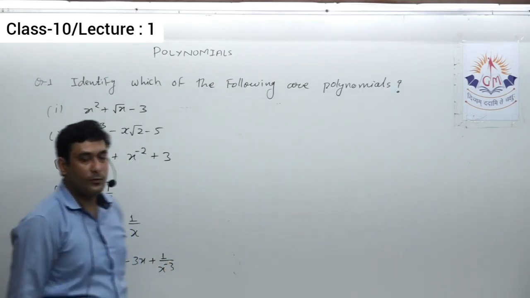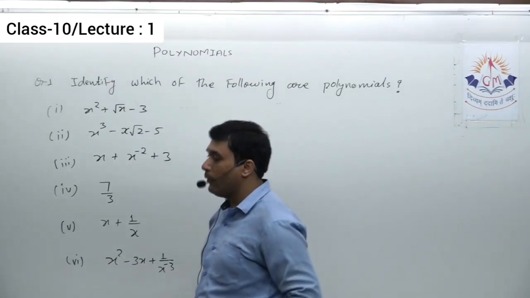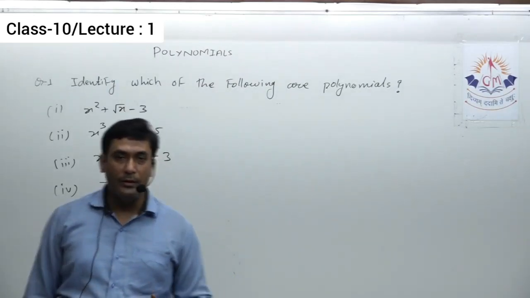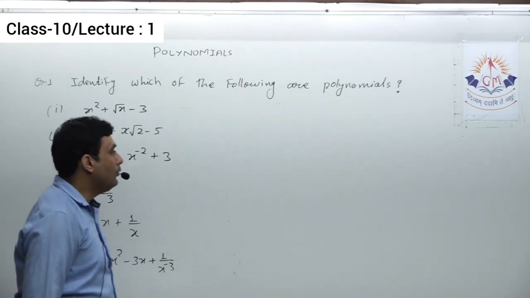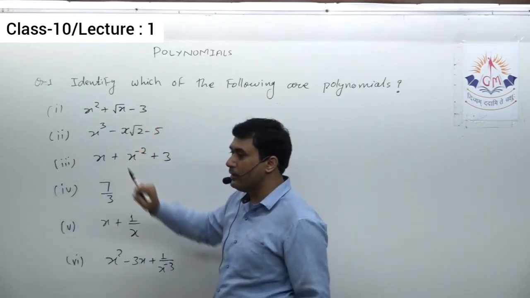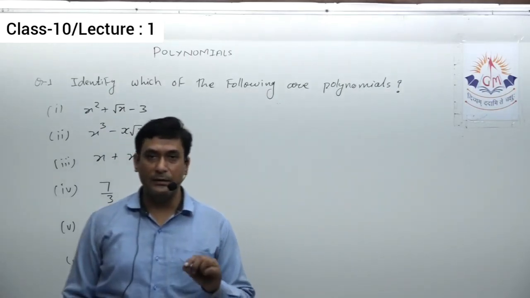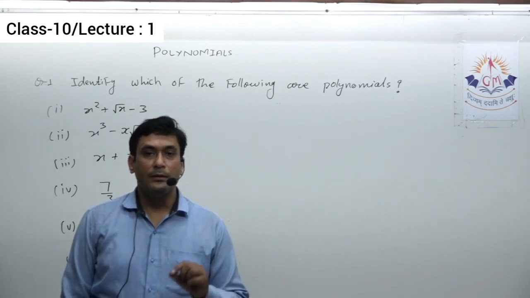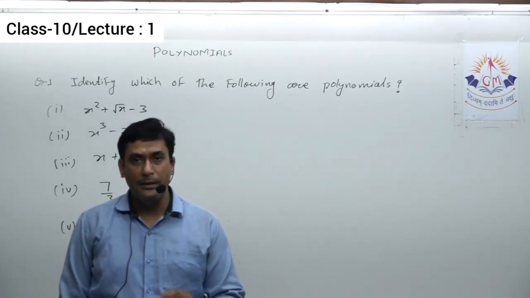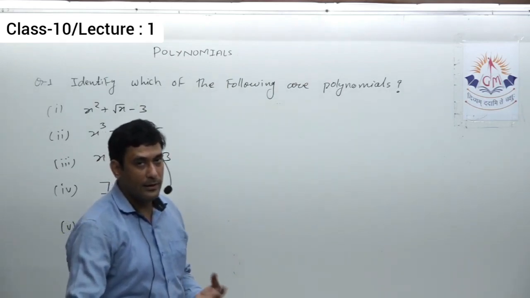Okay, so these are the questions in which we have to identify whether the expressions are polynomial or not. Also, we'll discuss how we'll conclude whether it's a polynomial or not. So the very first one is, again I'm repeating how to identify: simply we have to check the powers of the variables. Those powers must be whole numbers or non-negative integers.